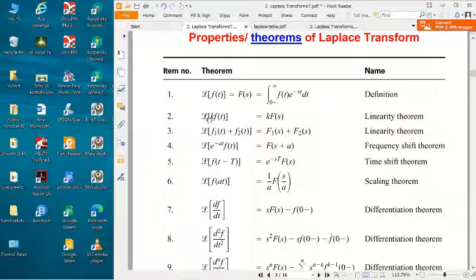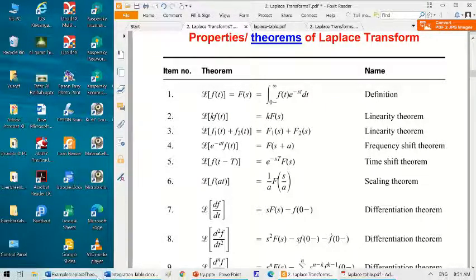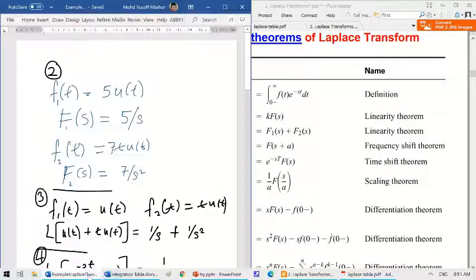If you have a function in time domain like this, f(t) multiplied by k, a constant, you just transform the f(t) and then the k, you just multiply. Let me give you an example for that.